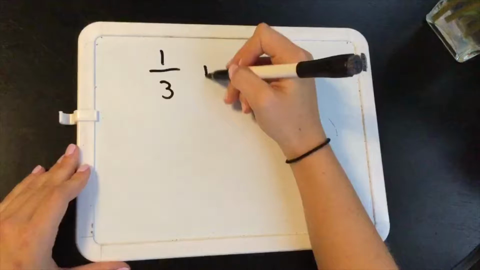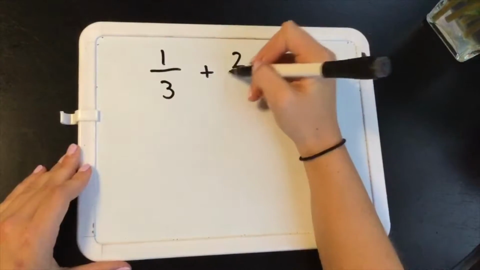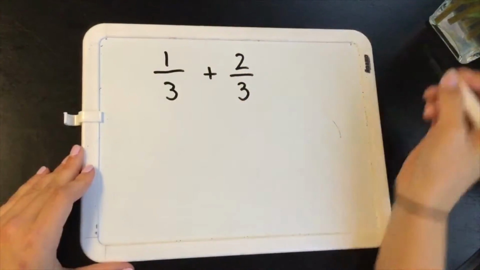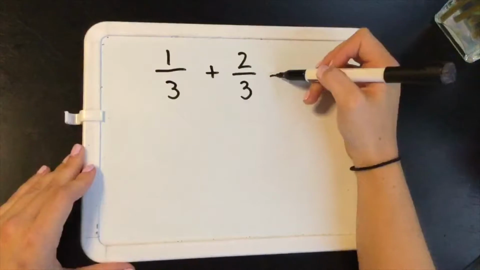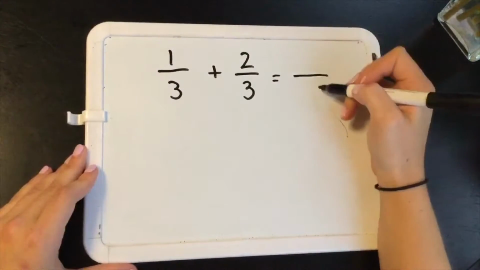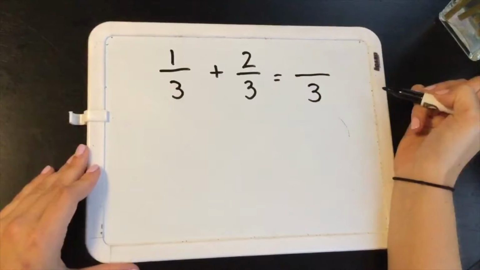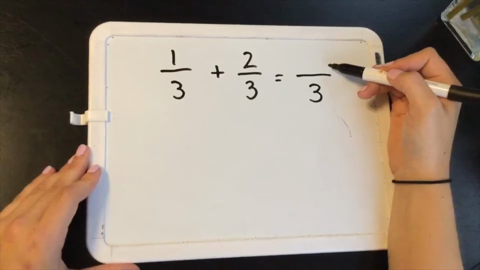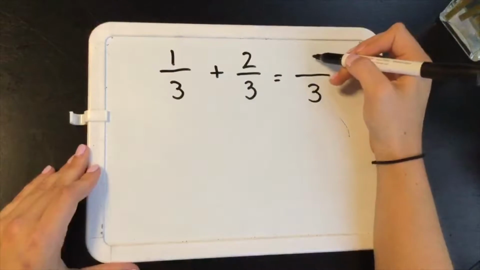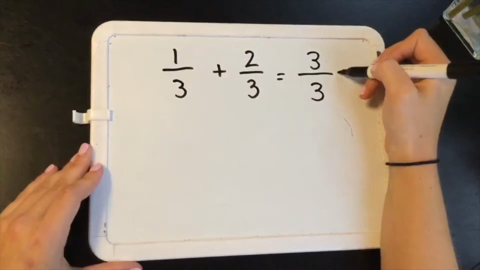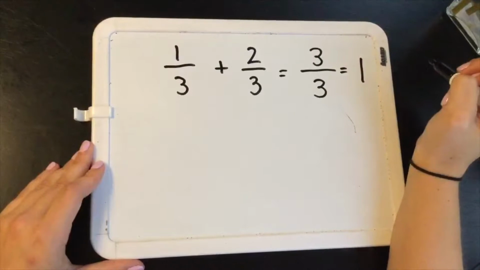1/3 plus 2/3. Now, the denominators are the same, so when you add fractions, the denominator is the same in the answer, and then the numerator is just the two numerators added together. 1 plus 2 equals 3. We can reduce that to 1.